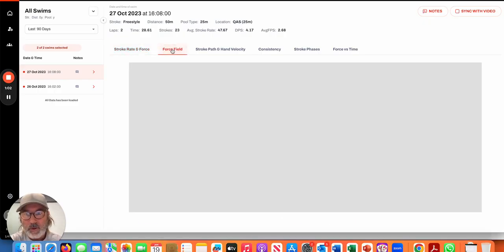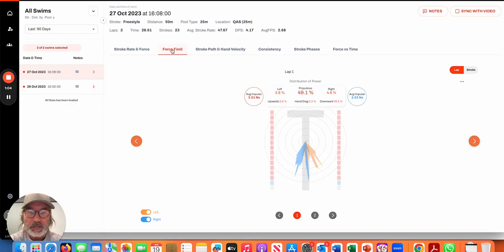But where we want to go is his force field. Now, his force field doesn't look too bad when we're looking at both hands combined. So we've got propulsion of almost 50%, but we've got a big chunk of downward force at almost 40% downward. So let's try and understand where that's coming from and the best way to transfer some of that downward to propulsive. The first thing we want to do is look at each hand on their own.